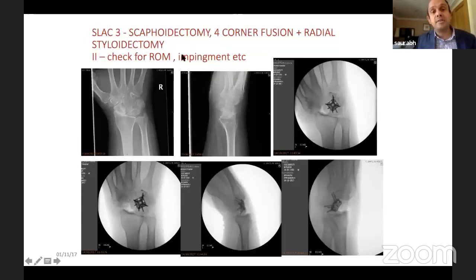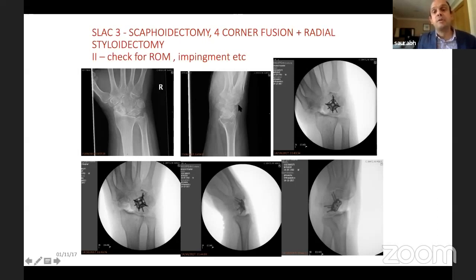Another SLAC 3 wrist. So same problem, you can see here, the scapholunate ligament gone. You can clearly see radioscaphoid arthritis, some sclerosis in the midcarpal joint. So SLAC 1, SLAC 2, scaphocapitate and capitolunate become SLAC 3. Put a scope, see the radiolunate joint if it's pristine. So it is a SLAC 3 then.